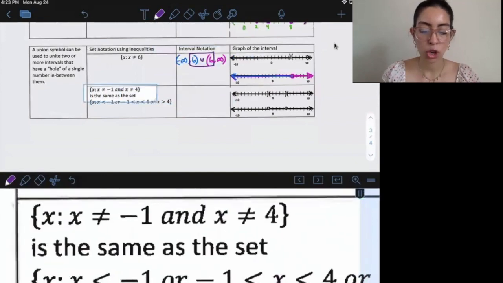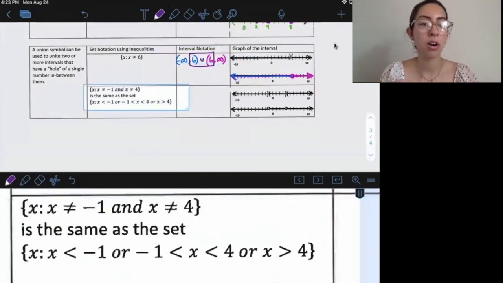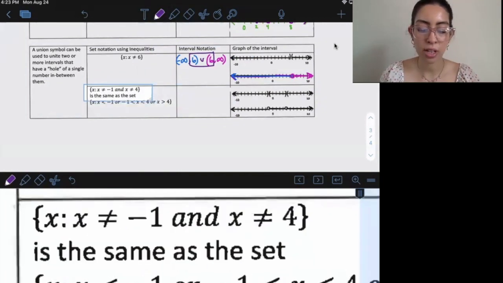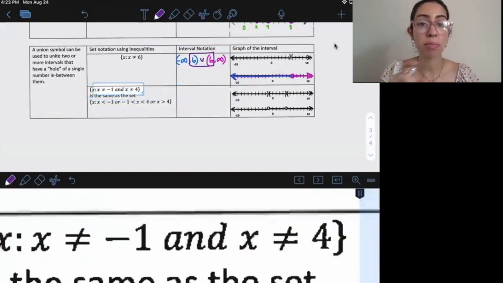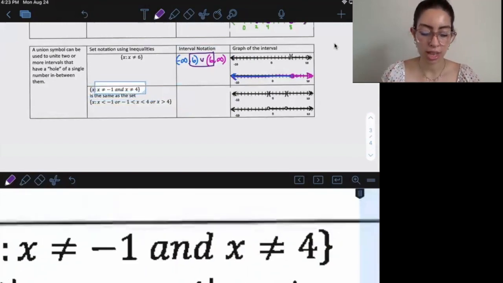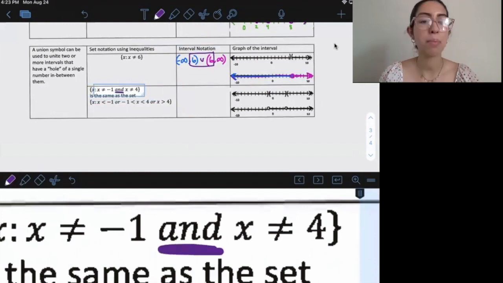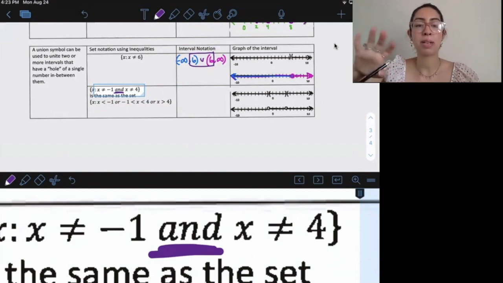Okay. So we have 2 sets of set notations. They both mean the same thing, but you can see the difference here. When we use the not equal to symbol, we can use "and" to combine the two. Basically what that means is that they're overlapped, right? So x not equal to -1 means everything but -1, and then we're saying and everything but 4. So both of those have to be true, right?